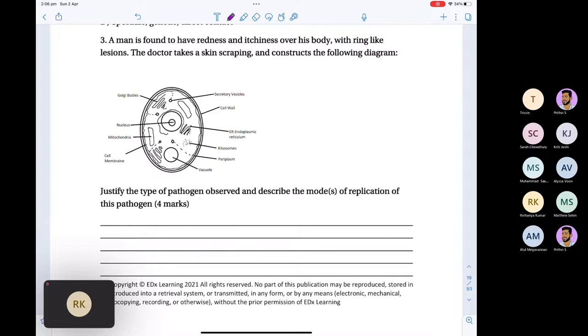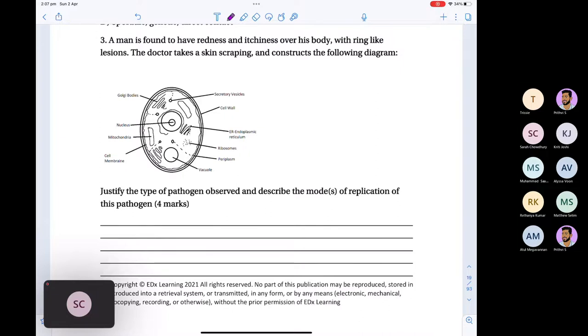what have we got as our answer? Sarah, what do you think this pathogen is and why? Is it bacterial? Okay, why do you say that? Because it's a eukaryotic cell. Are bacteria eukaryotic? No. Good. See, when you say it out loud, you reason with yourself and you come to an answer. That's why I want you guys to think out loud, especially when you're answering these questions.